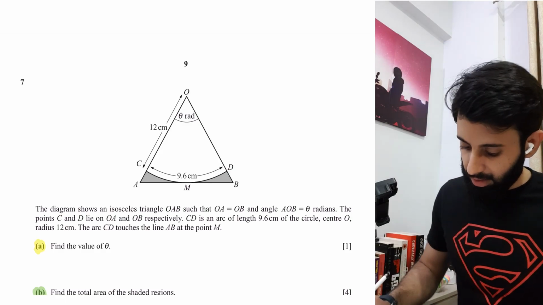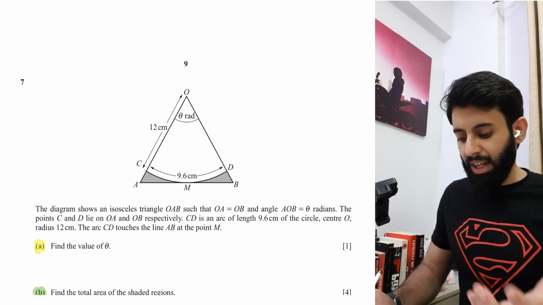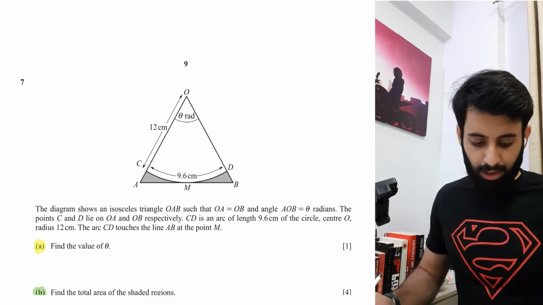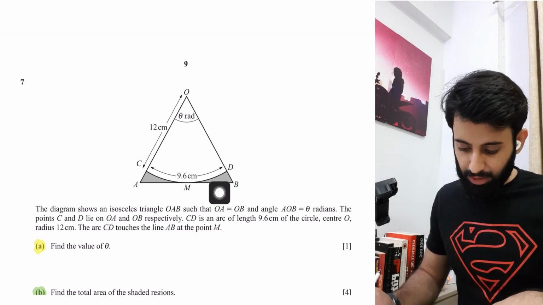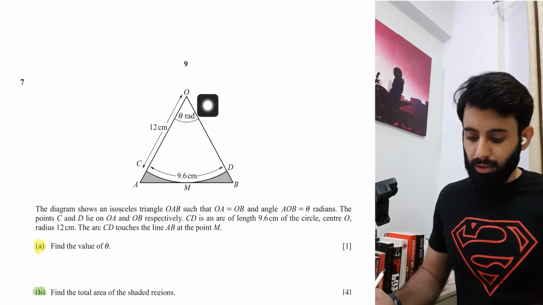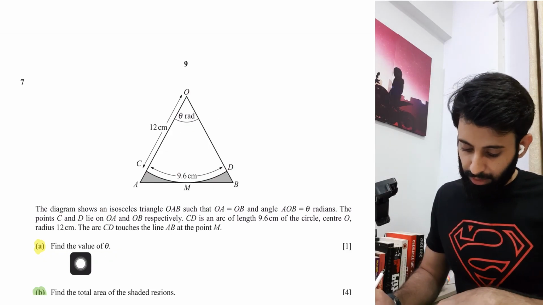The arc CD touches the line AB at the point M. Okay, so basically we have a sector and we have a triangle. As far as the sector is concerned, we're given the radius. As far as the triangle is concerned, we're not given anything at all. We're given part of the length, but nothing other than that. And we have to find the value.